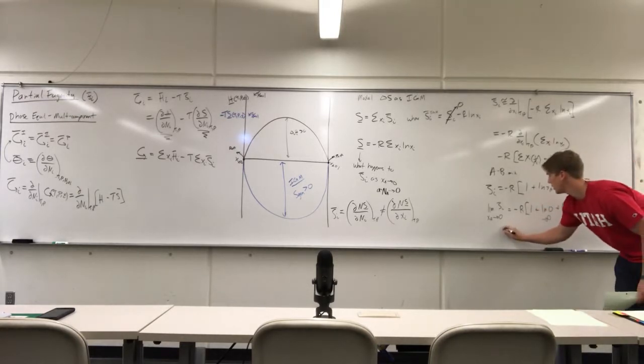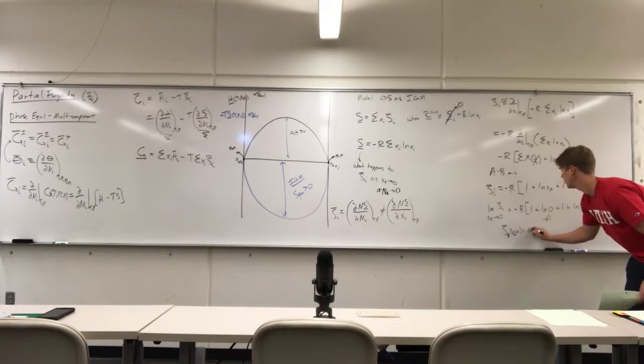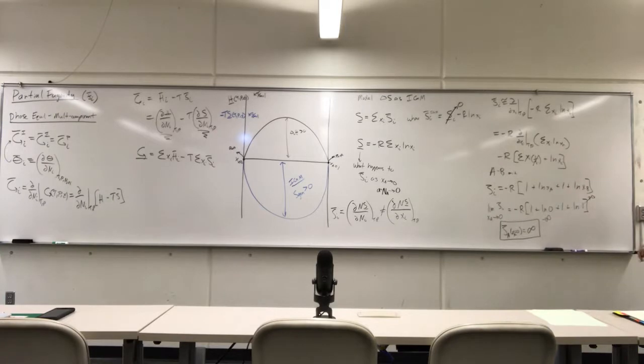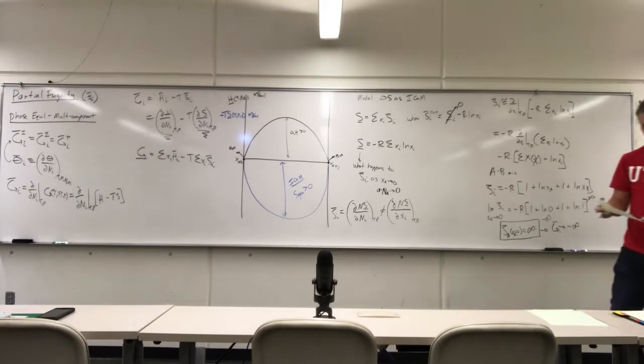That tells us that the partial molar entropy of A at x equals 0 is equal to infinity. Which means that when we put it into our Gibbs, the partial molar Gibbs goes to negative infinity as the dilution gets close to 0.